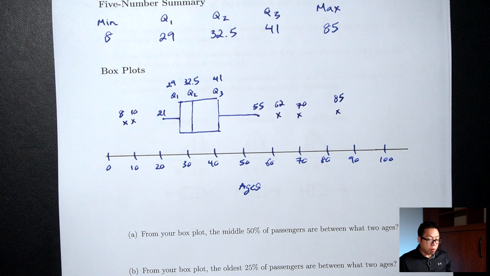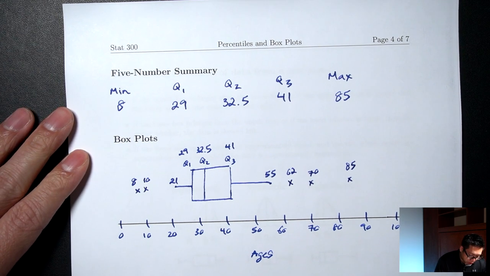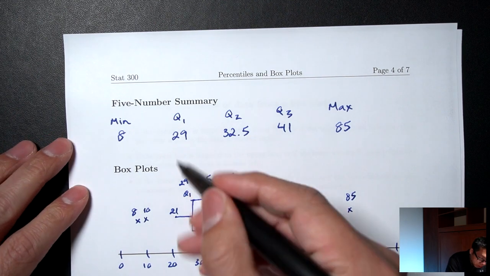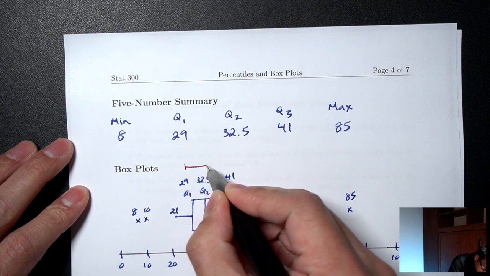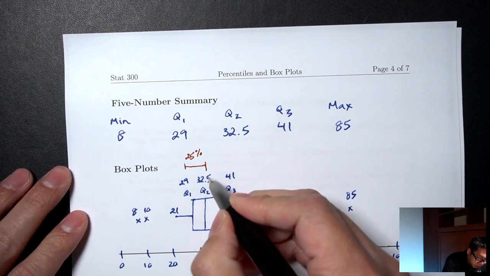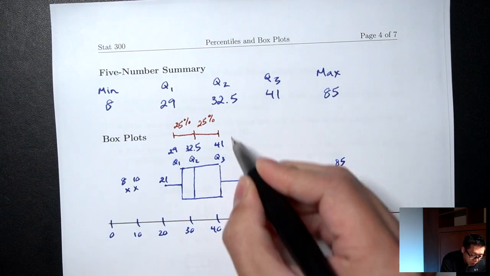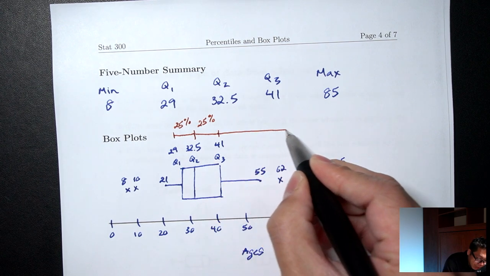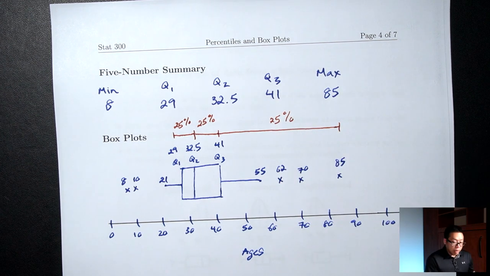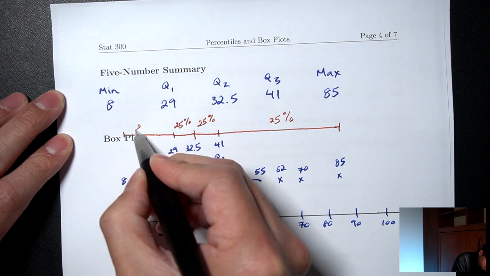Now, a box plot breaks up your data into 25% sections. What I mean by this is, I'll draw it up here. Left of the box to the middle of the box is 25% of your data. Middle of the box to the right side of the box is 25% of your data. Right side of the box all the way to your max, which is this 85, is 25% of the data. And the left side of your box all the way to your minimum is another 25% of your data.